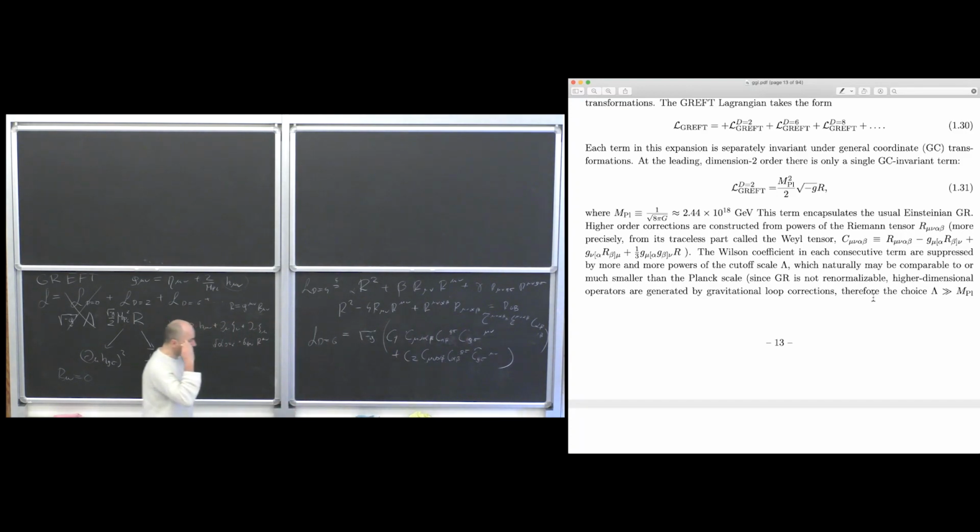So now it's a cubic dimension six interaction. This is like the Riemann tensor, so it's dimension two, so two times three is six. These Wilson coefficients have dimensions, 1 over mass squared, right? So you can add this to the Lagrangian.